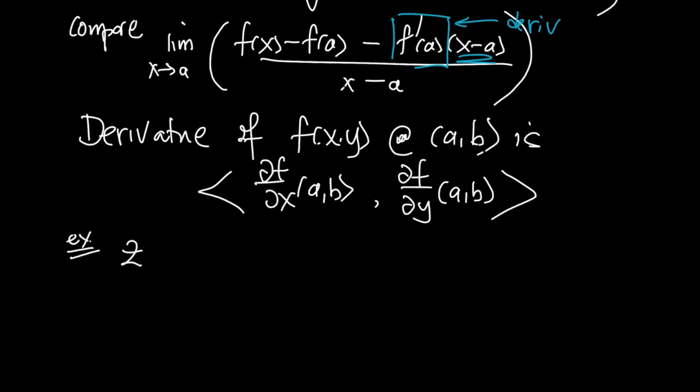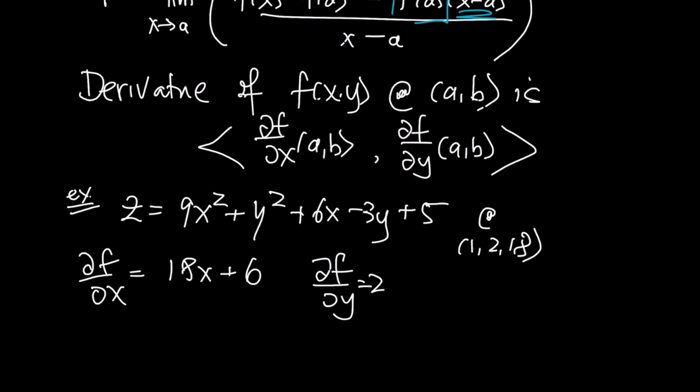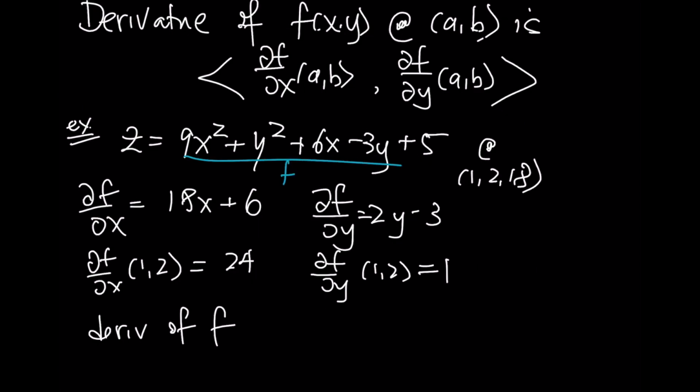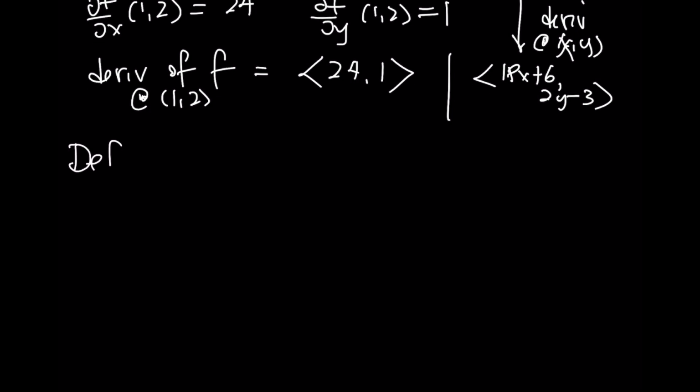This surface, 9x squared plus y squared plus 6x minus 3y plus 5, at the point 1, 2, and 18. The partial derivatives were given by 18x plus 6 and 2y minus 3. The partial derivatives exist at the point we were interested in, 24 and 1. This expression here is f. So the derivative of f is this vector at this point, 24 and 1. The derivative at a general point would then simply be this vector of functions, 18x plus 6, 2y minus 3, at some point xy.